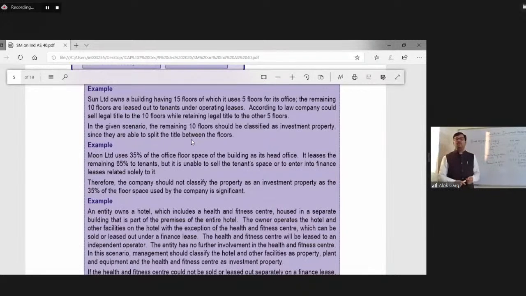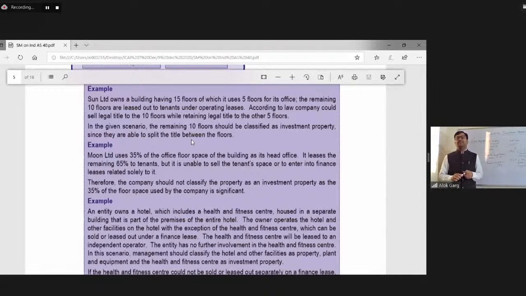So Purushottam, there is no quantification given in the standard. The standard only says that if you are not able to split, you need to see what is the major portion, what is the use of the significant portion. That is why I have given an example. In my example, the major portion of the building is for business purposes. 60% is for business purposes, 40% is for investment property.